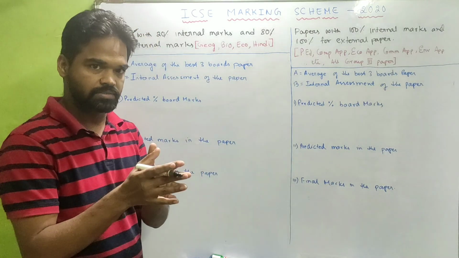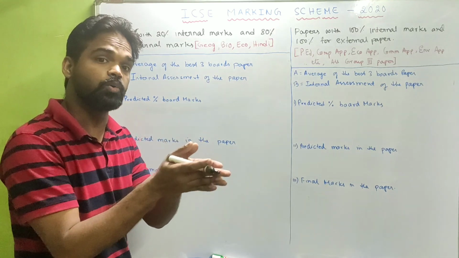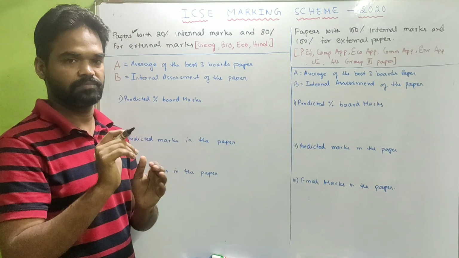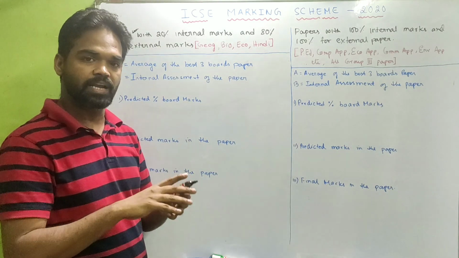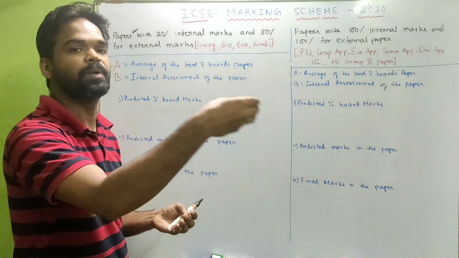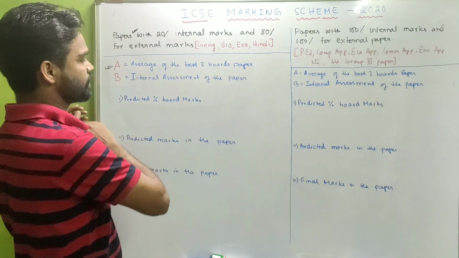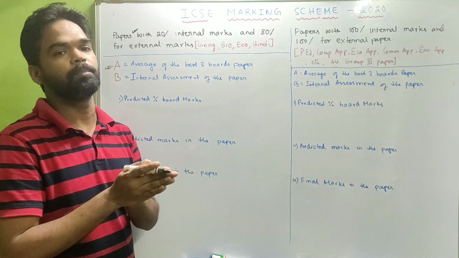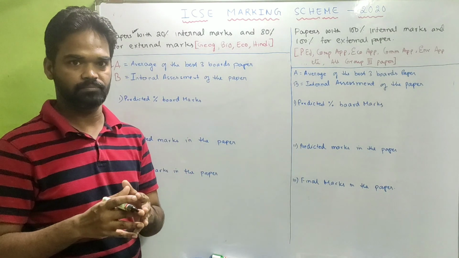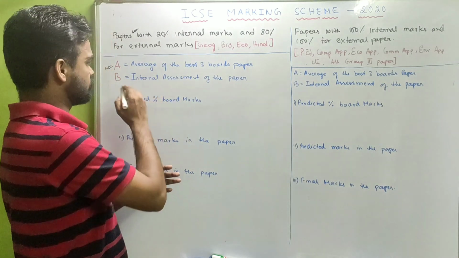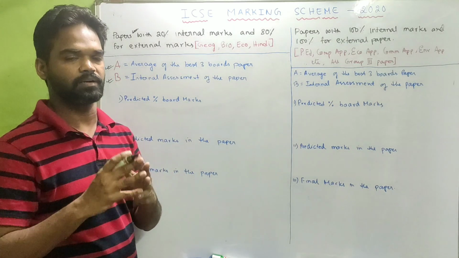Now your marks depend on how you gave the paper. What ICSE will do is take the average of the best 3 papers you have already given. And the second most important component is your internal assessment of that paper, which generally is good because you get good marks in internal.